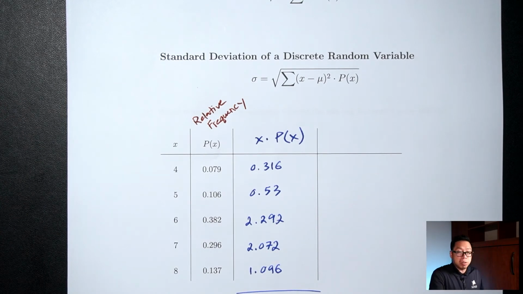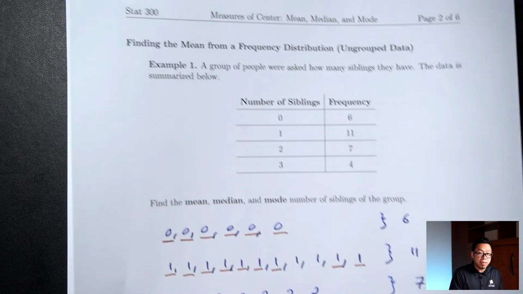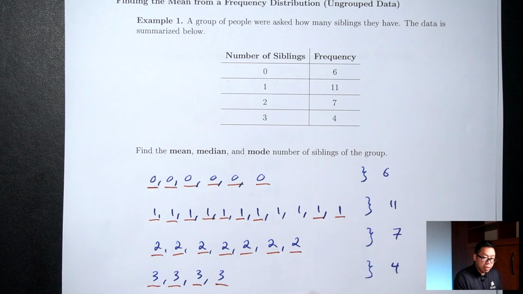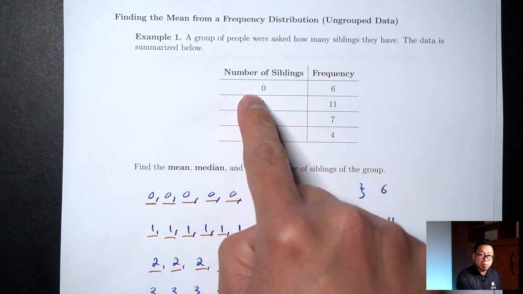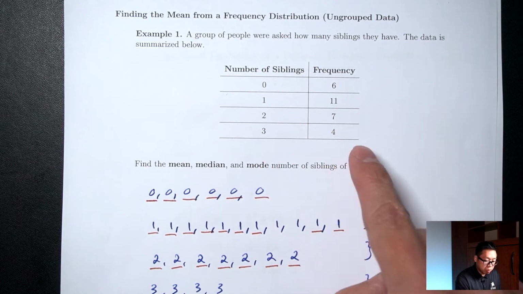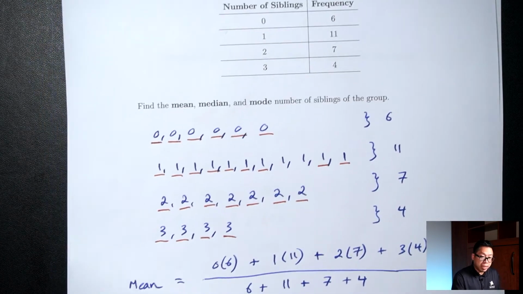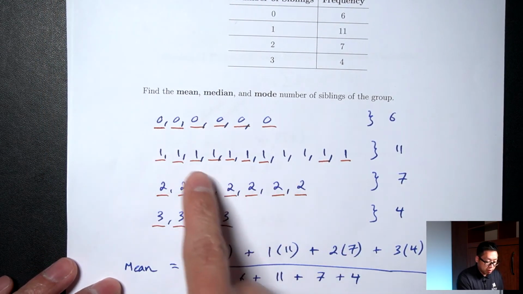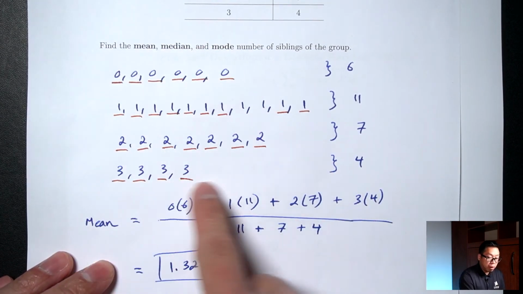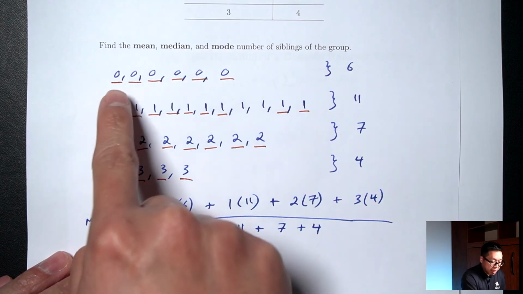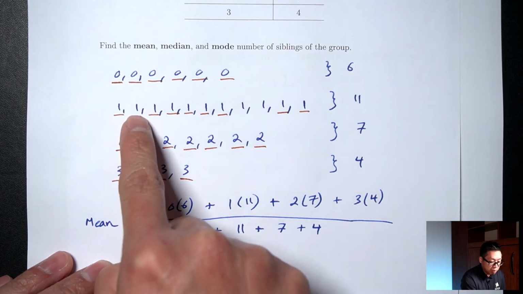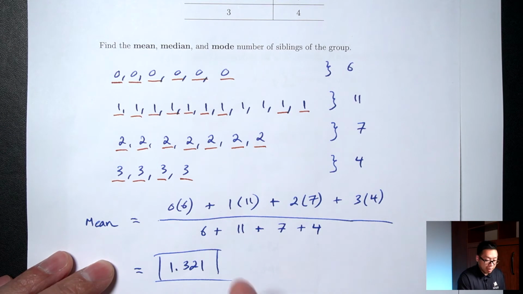Back when we introduced the mean, we talked about finding the mean when we're given a frequency table. The frequencies tell us how many of each data value we have in the data set. So this 6 means that there are 6 zeros, 11 ones, 7 twos, 4 threes, and so on. What we did was list out the data, the 6 zeros, the 11 ones, the 7 twos, the 4 threes. Then to find the mean, we added up all the data values. Instead of doing 0 plus 0 plus 0 plus 0 six times, that's the same thing as saying 0 times 6. Instead of adding 1 plus 1 plus 1 plus 1 eleven times, that's the same thing as saying 1 times 11.